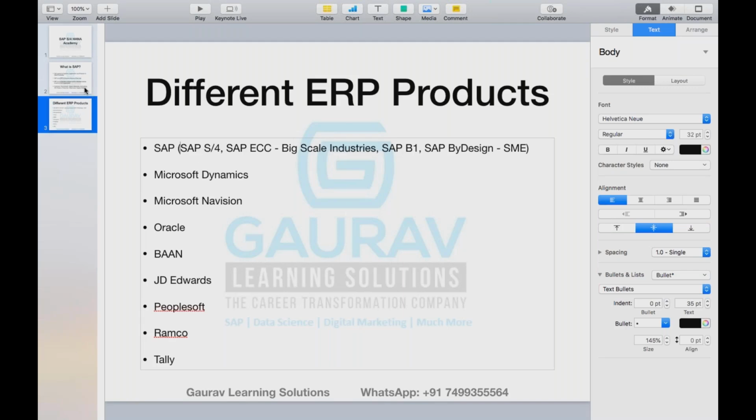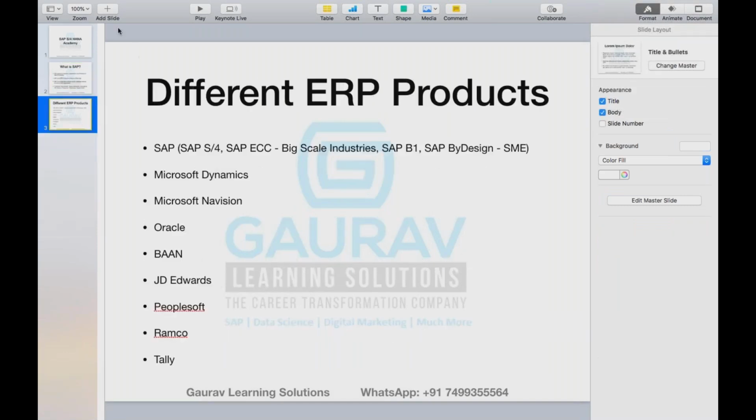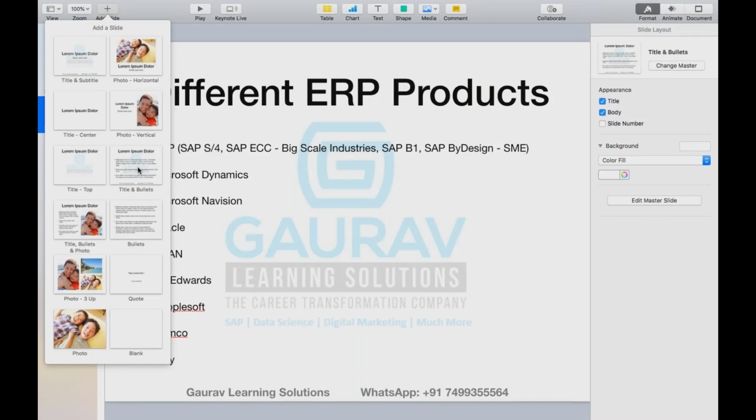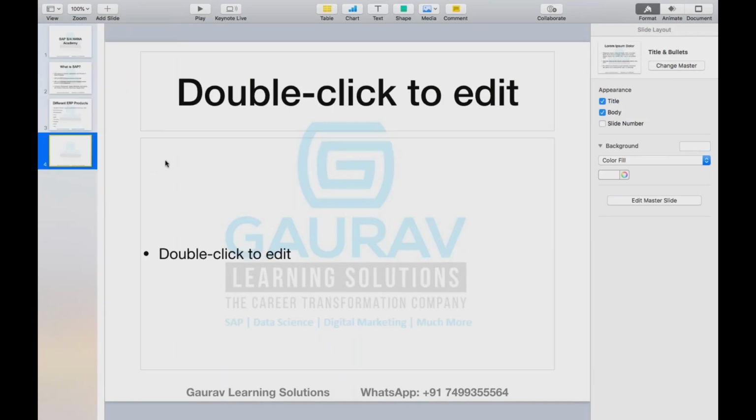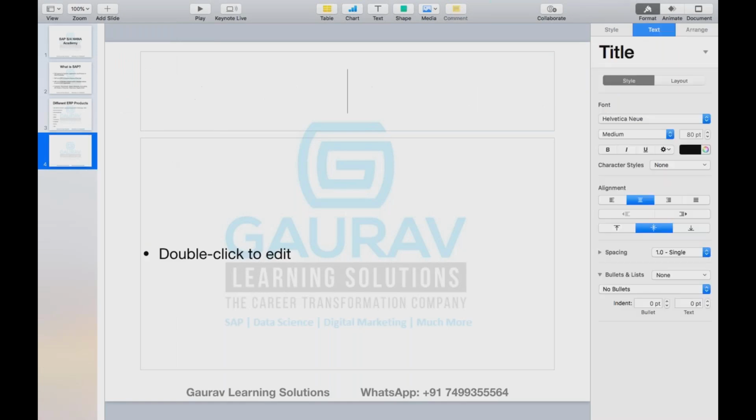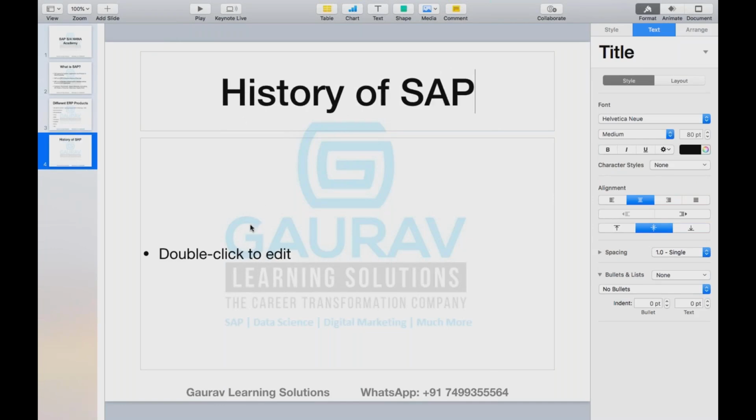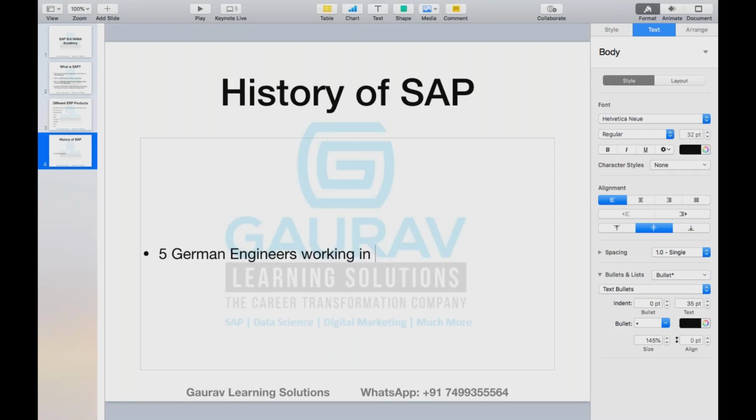Okay, now coming to a little bit of history of SAP, how exactly all these things started, where are we today, and what were the different things that happened during this journey. So let's talk about a small history of SAP. This is a story of 5 German engineers. They were working in IBM, somewhere around the 1960s.